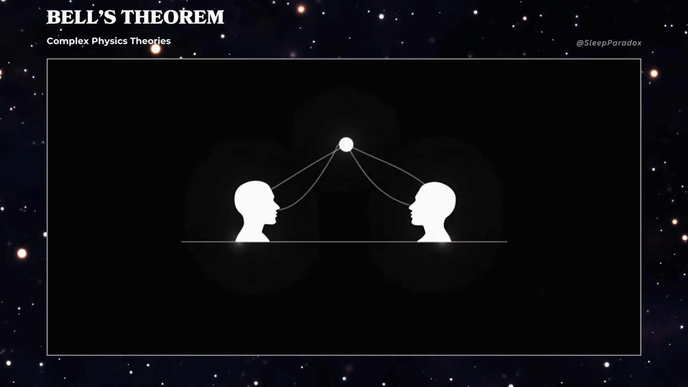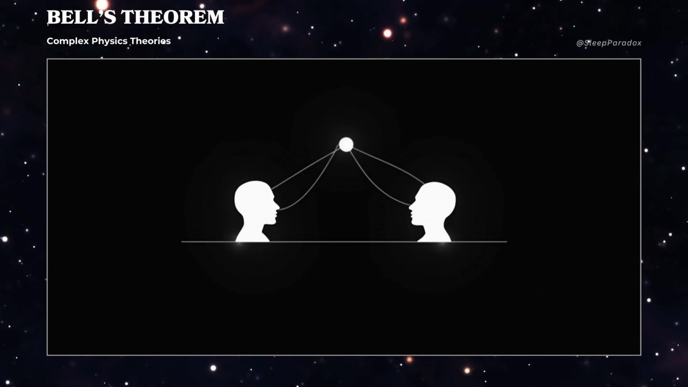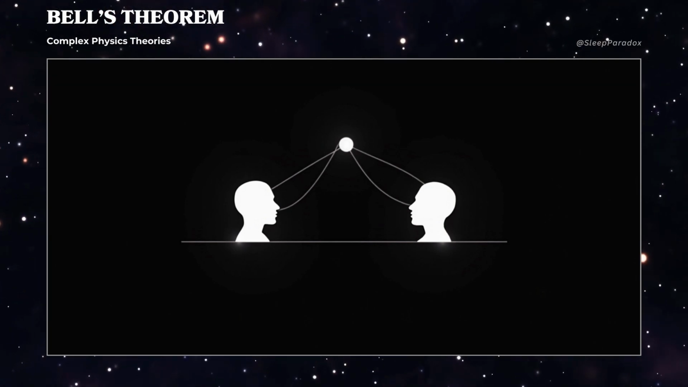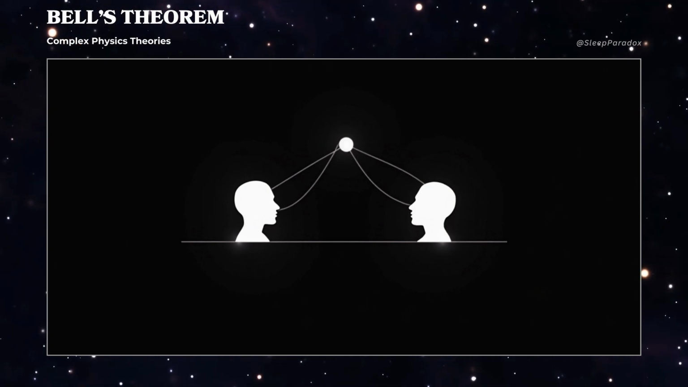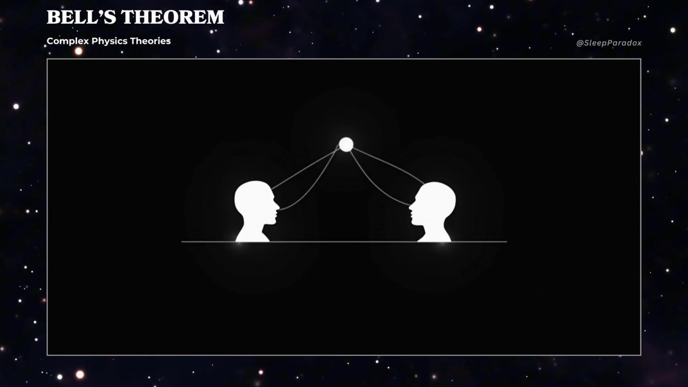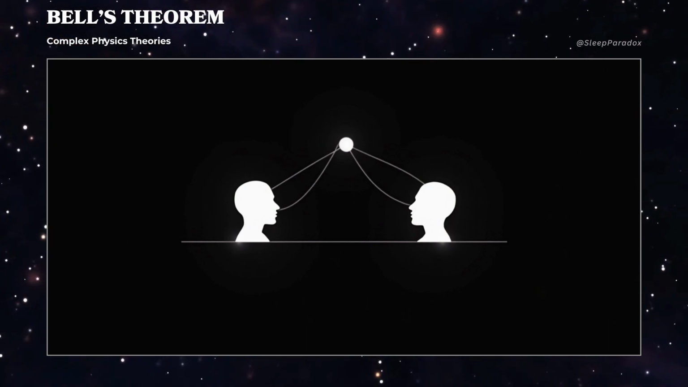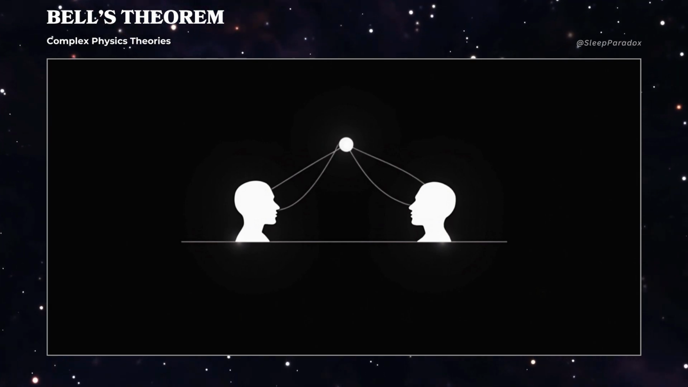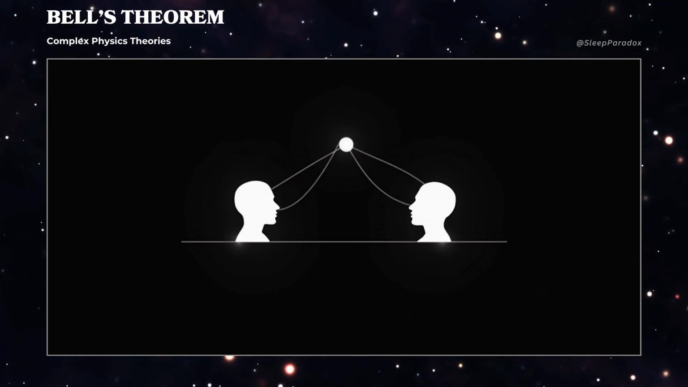In 1935, Einstein, along with Boris Podolsky and Nathan Rosen, published a paper now known as the EPR paradox. They argued that quantum mechanics allowed for spooky action at a distance, entanglement between particles that could instantly affect each other, no matter how far apart they were. To them, this was unacceptable.